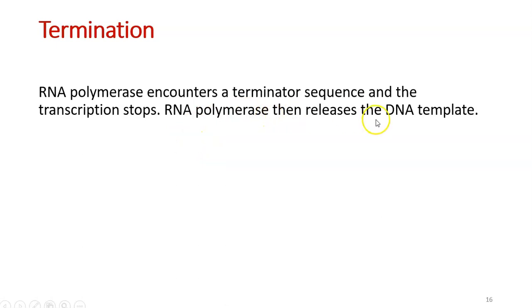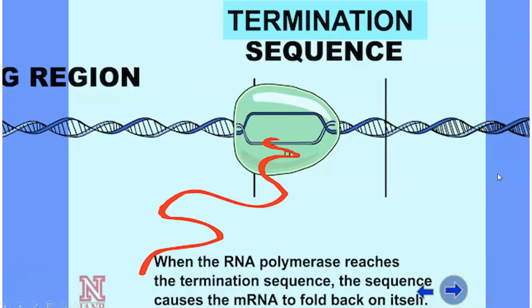encounters a terminator sequence like UGA, UAG, UGG, etc. And transcription stops and RNA polymerase releases the DNA template, which will go back to its normal state. So you can see RNA polymerase has finally reached the UGA, UGG or UAG site.